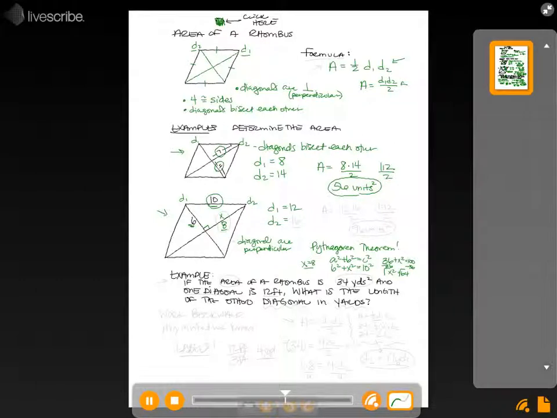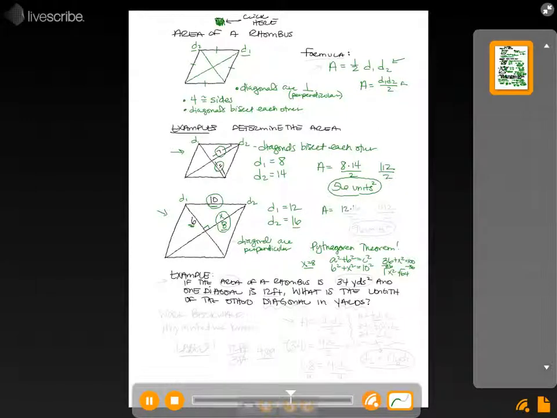Now, a common mistake would be, even after you've done all that work, to think that the whole diagonal would be 8. But it's not. It's only this piece, just like 6 was only part of our diagonal. So we have to double that in order to get 16. So then we have the two diagonals of our rhombus. We can multiply them together, put them into our formula.